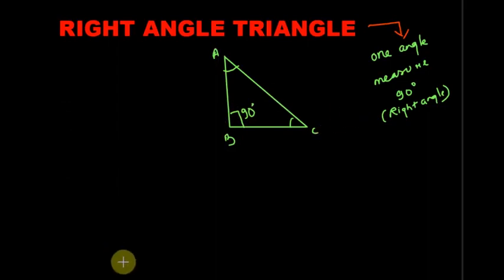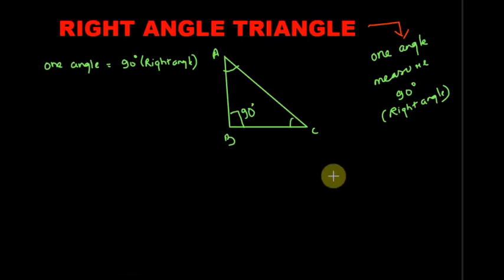So the main feature, the main characteristic or property of a right angle triangle is that one angle out of three angles will always measure 90 degree. That is the right angle. Now what about the other two angles? As per this example, if we give 90 degree to B, the other two angles are A and C. So what will be the measure of these two angles? Let us try to know the measure of these two angles.